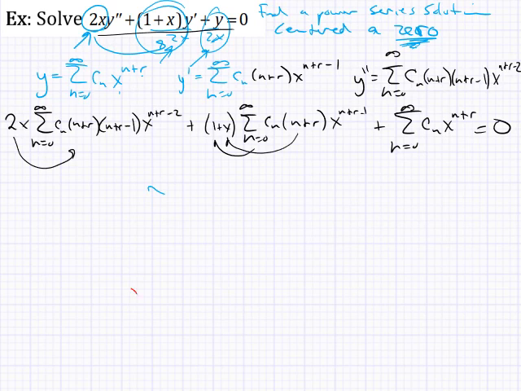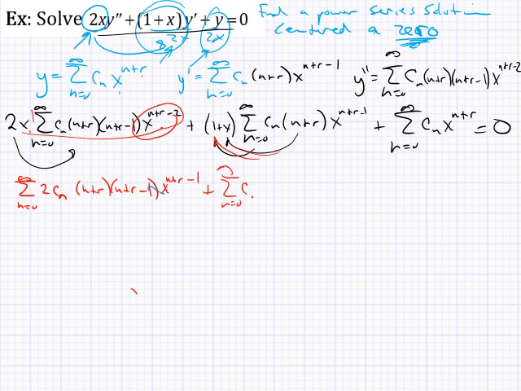And ultimately that's going to give us the sum of n equals 0 to infinity of 2 c sub n (n plus r)(n plus r minus 1) x to the n plus r minus 1, because this x to the first and this x to the n plus r minus 2 gives me minus 1. Then the 1 distributed in here will just give me the original series again, so the sum of n equals 0 to infinity of c sub n (n plus r) x to the n plus r minus 1. And then times the x would give me the sum of n equals 0 to infinity of c sub n (n plus r) x to the n plus r.